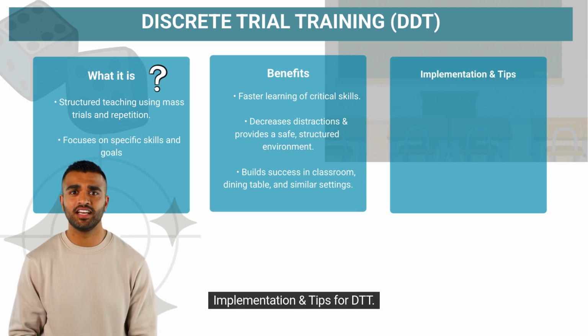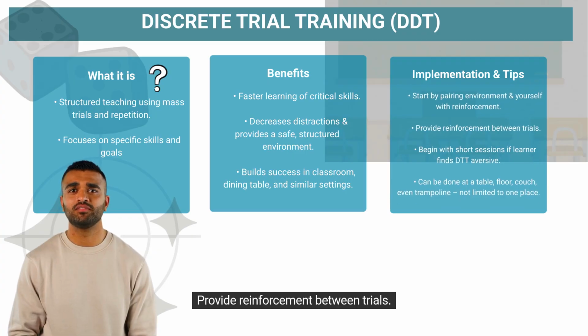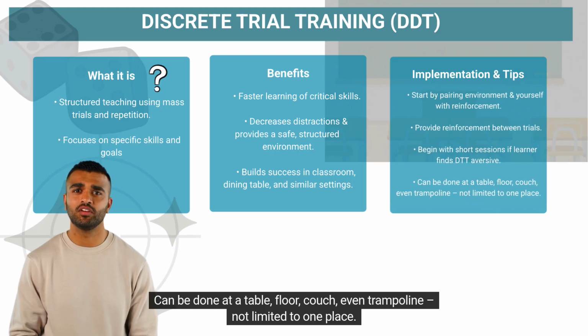Implementation and tips for DTT. Start by pairing the environment and yourself with reinforcement. Provide reinforcement between trials. Begin with short sessions if the learner finds DTT aversive. It can be done at a table, floor, couch, even a trampoline, not limited to one place.